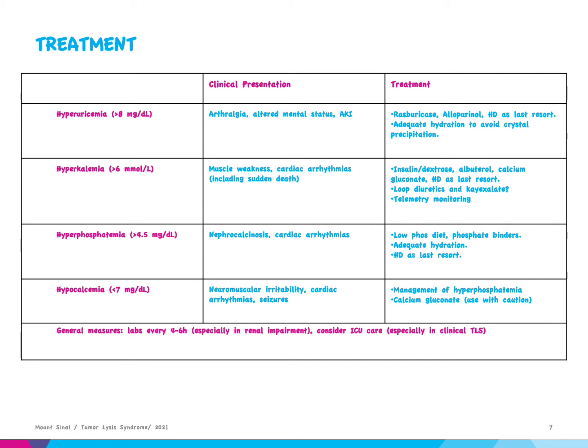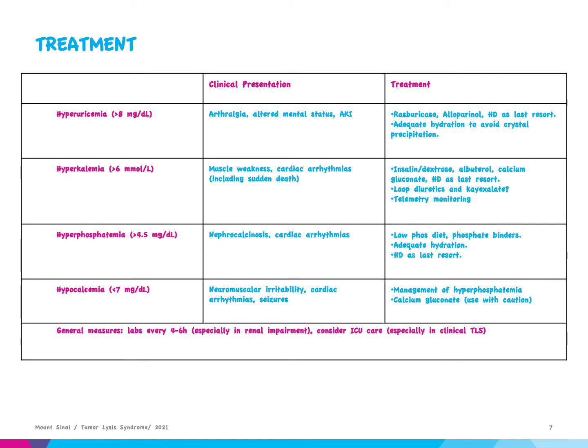Now, talking about treatment, I tried to make this table to summarize some of the key components of TLS management and some of the typical clinical presentations. So you have hyperuricemia that can present with joint pain, altered mental status, and AKI. Treatment for that, besides adequate hydration to avoid crystal precipitation, and what we have already mentioned, keeping up with the urine output. You have some of the agents that you saw in the earlier slide, given an overview.